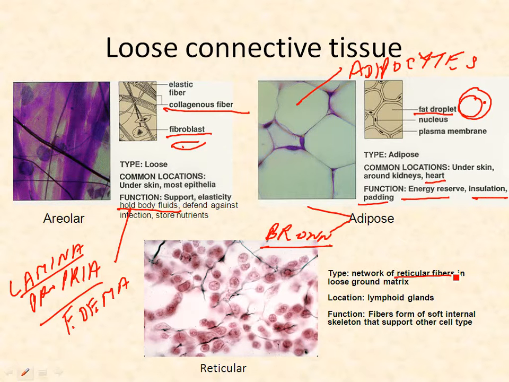Next is the reticular tissue, which is made up of a network of reticular fibers in a loose ground matrix, typically found in lymphoid organs such as the spleen as well as in the bone marrow. The function is that the fibers form an internal network, a mattress, a mesh, a skeleton that supports other cell types, especially the blood cells.